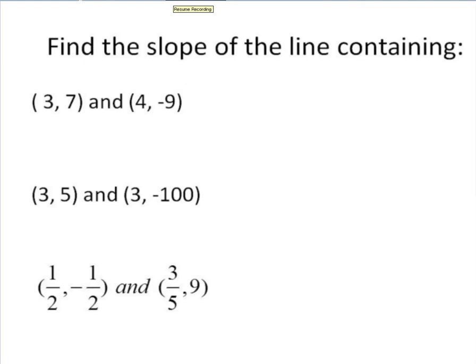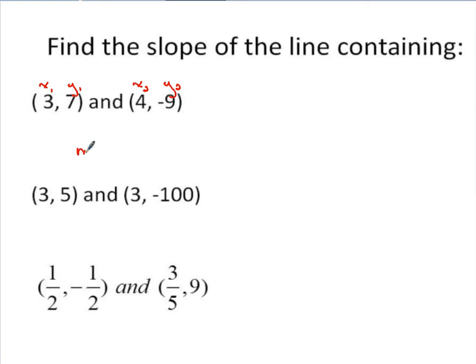Right, given 2 points, if we're asked to find the slope. If you want to be real specific here, you could label your points and say, here's x1, here's y1, here's x2, here's y2. And if I know the formula for slope, which is y2 minus y1 over x2 minus x1, I could just plug in accordingly to that formula.